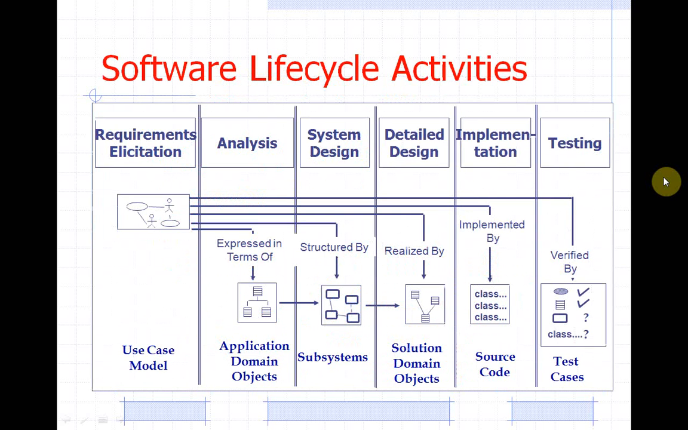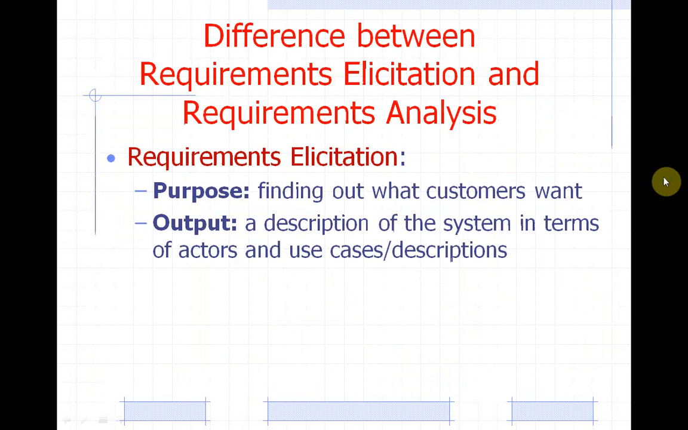First, let's see where requirements analysis is located in the software lifecycle. We know that the software lifecycle activities include requirements elicitation, analysis, system design, detailed design, implementation, and testing. So basically, requirements analysis is located after requirements elicitation and before system design. It is expressed in terms of class diagrams to model the application domain objects.